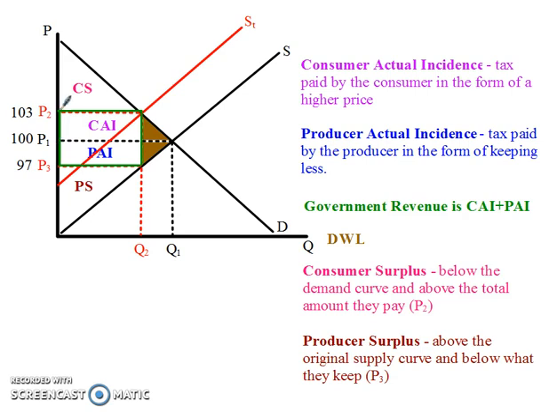The revenue collected by the government, the amount of tax that goes to the government, is the consumer plus producer actual incidence together. That's always going to be this larger area. There's always going to be the deadweight loss, which is the triangle here at the end. And then the new consumer surplus and the new producer surplus are going to be these triangles at the top and the bottom. Okay, so that's what it looks like on the graph when a government institutes a sales tax.